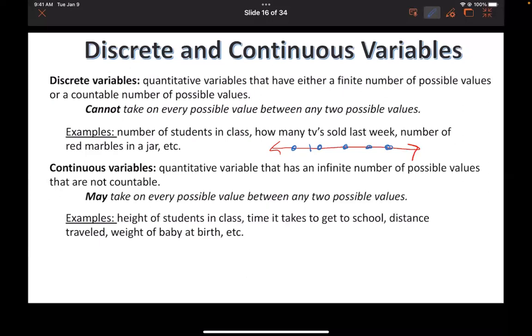Here are some examples: height of students in class, time it takes to get to school, distance traveled, weight of a baby. I had to be 5 feet 1.5 inches before I could be 5 feet 2 inches. So height is continuous. If I was graphing it, to get from this point to this point, once again, I'm going to change colors because it's fun, I had to take on every single point in between to get from one point to the other point. If that makes sense. Any questions on discrete and continuous before we look at examples?